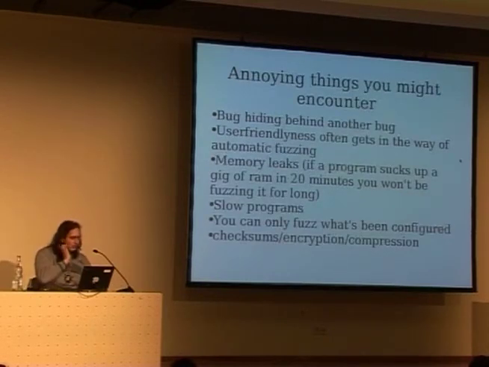Right. Some annoying things I've encountered while developing fuzzers is, first of all, you've got bugs hiding behind bugs, where one bug is so annoying that it will always trigger on something, and you will not be able to trigger a bug behind it. So that one kind of sucks. There are a few cases where it might be possible to get around the first bug and reach the second bug, but because you're fuzzing, the first bug will always get triggered. So that one really sucks.